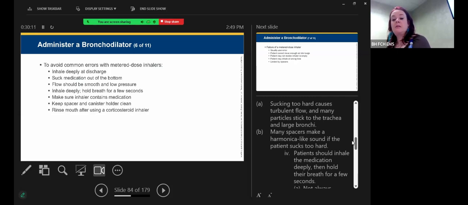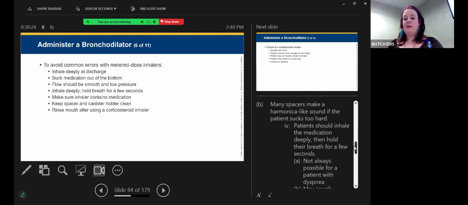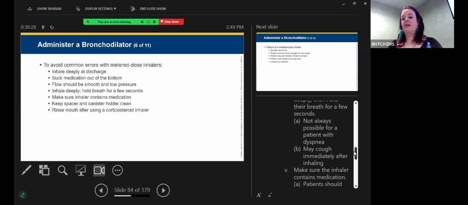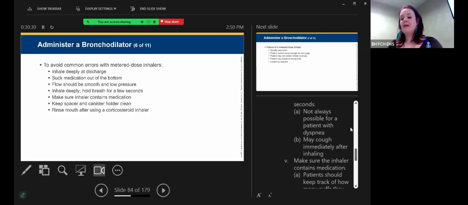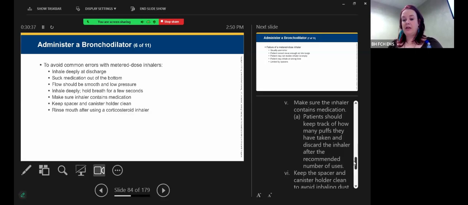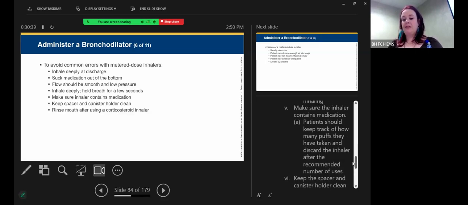Sucking too hard causes turbulent flow and many particles stick to the trachea and the large bronchi. Many spacers make a harmonica-like sound if the patient sucks too hard. The patient should inhale the medication deeply and then hold their breath for a few seconds. It's not always possible with a patient with dyspnea. Many may cough immediately after inhaling, which I think they should. You should encourage that especially. Make sure the inhaler contains the medication, of course.